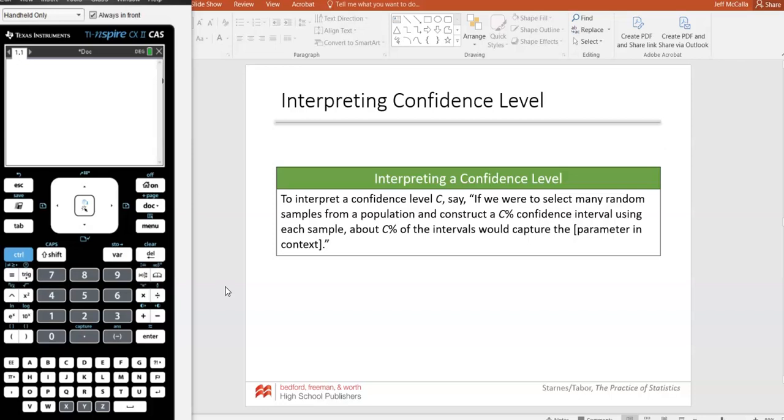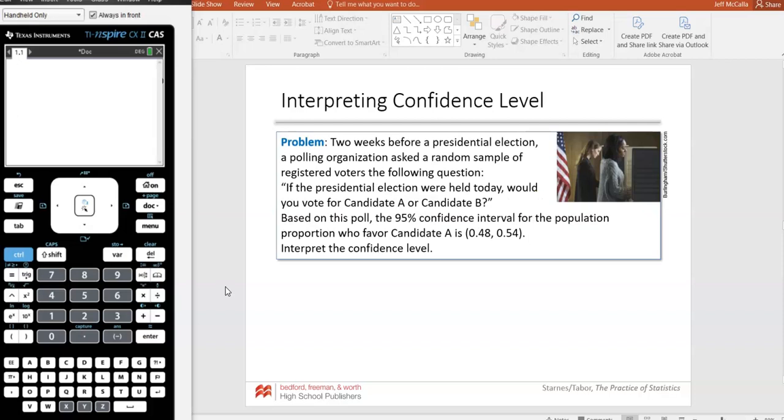Now, it's hard to picture what that's saying. Let's just talk about this one. Two weeks before a presidential election, a polling organization asked a random sample of voters, if the presidential election were held today, who would you vote for, candidate A or candidate B? Based on the polls, a 95% confidence interval for the population proportion who favor candidate A is between 0.48 and 0.54. Interpret the confidence level.